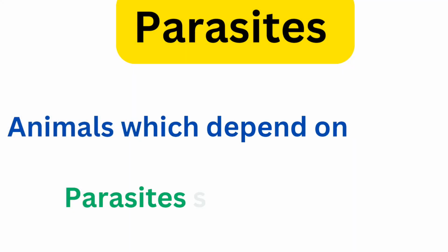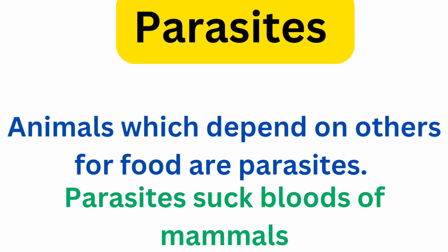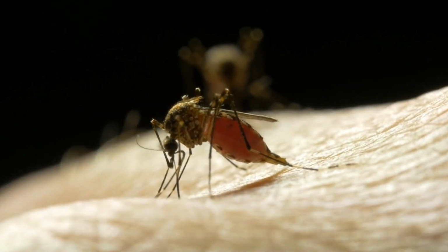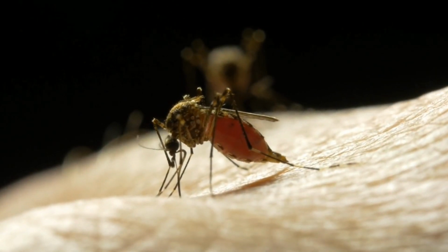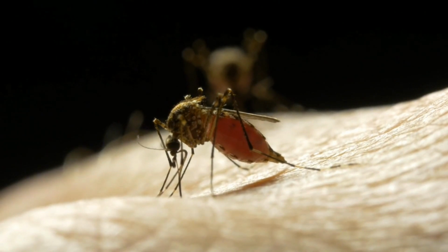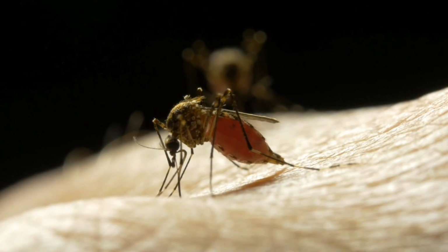A parasite is an organism that lives in a host organism and gets its food from the host. There are two types of parasites: ectoparasites and endoparasites.